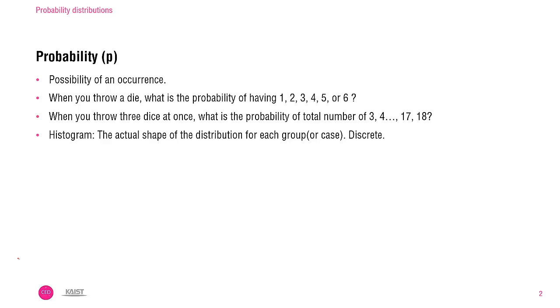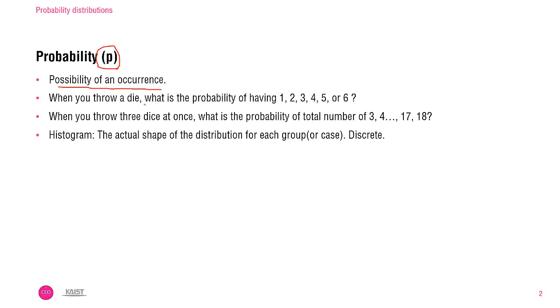Before explaining the probability distribution, let's learn about the probability. Probability is written as P, small p or large P, in statistics. It is the possibility of an occurrence. Let's try to answer the following two quizzes. What about the first question?